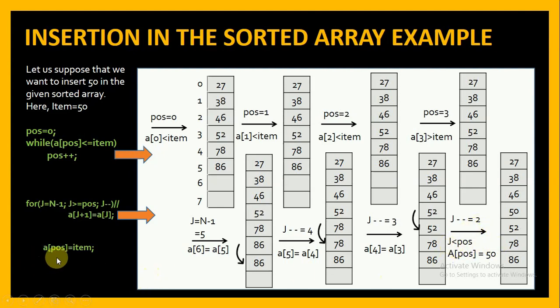And now we have written a pos is equal to item. So pos is nothing but 3. So a pos equal to 50, so 50 will be written here. You can see here all the rest of the elements are maintained in the array and one more element is inserted in the array. So I have written n plus plus, which means n is also incremented. Now we have 7 elements: 1, 2, 3, 4, 5, 6, 7 elements. I hope you have understood this.